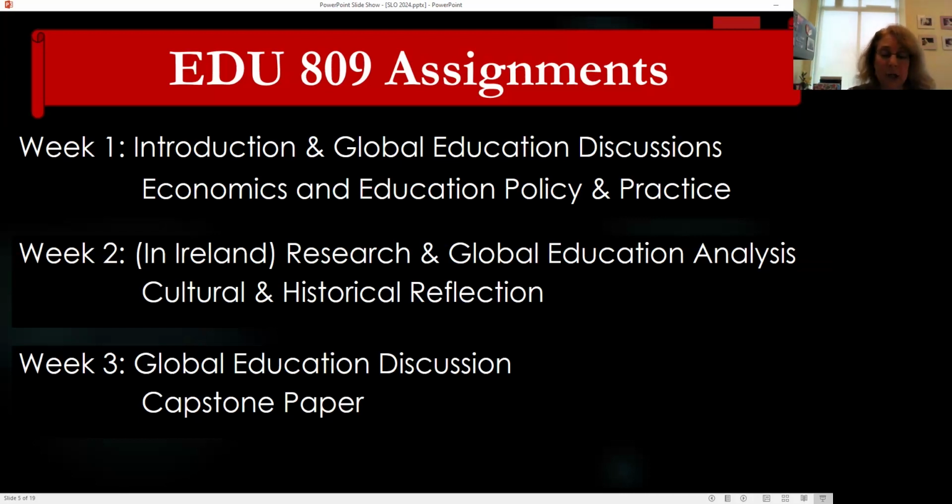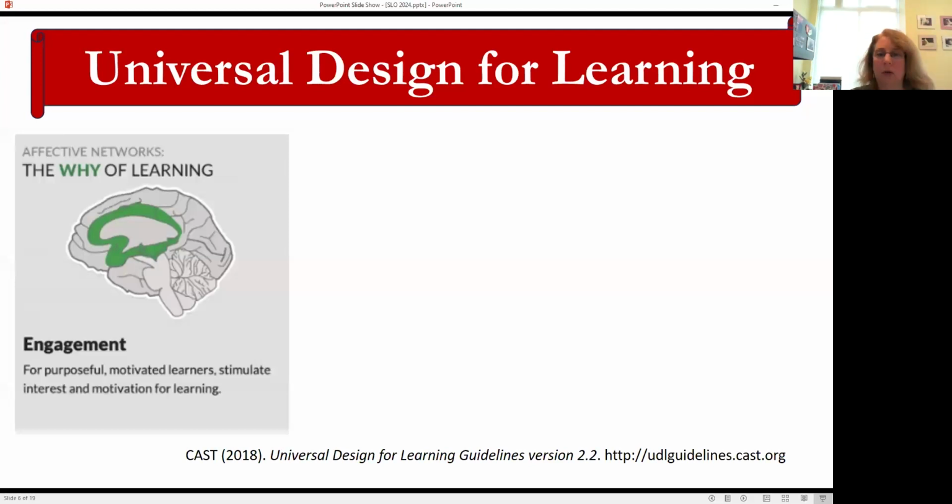So before I talk about how I revised the capstone paper in this particular course, I want to talk about what universal design for learning is.